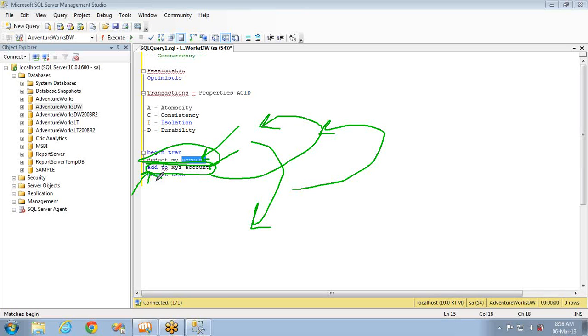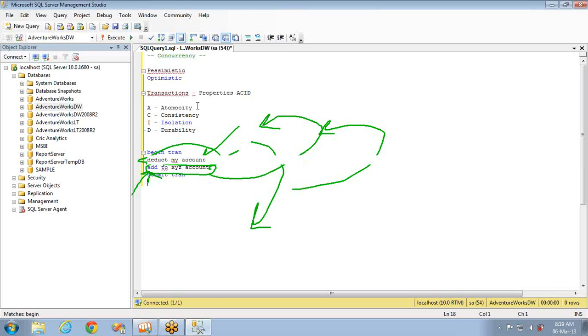There will be some mismatch in the figures. The amount will not exist. 1 lakh rupees will be missing from my account. So that is why atomicity is in the picture. It says that you commit all the changes, or if there is any failure, then revert back all the changes. So this is called atomicity of a transaction.